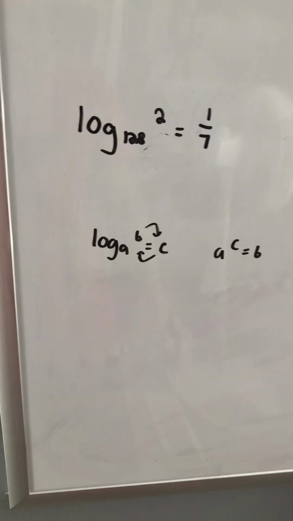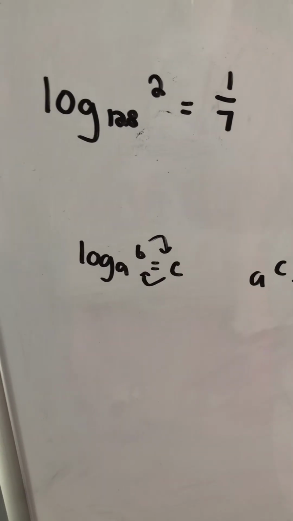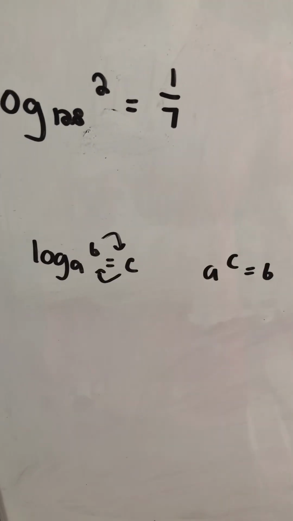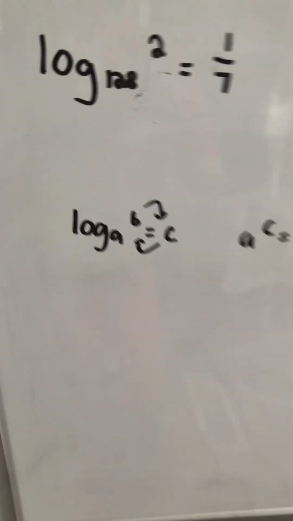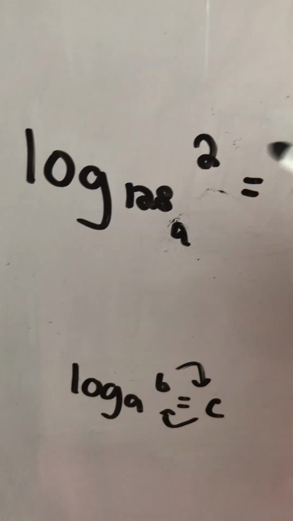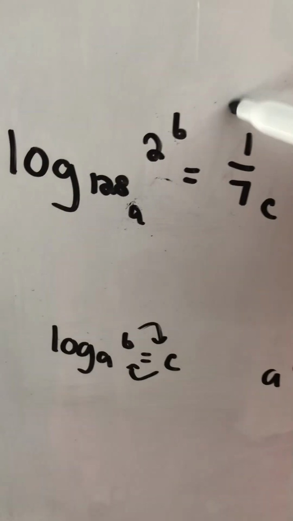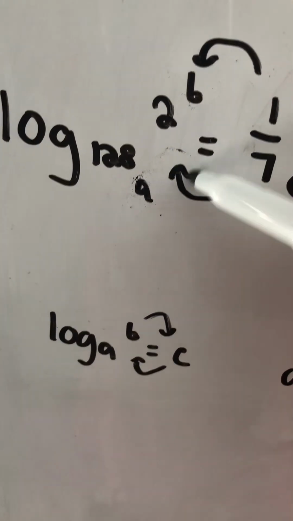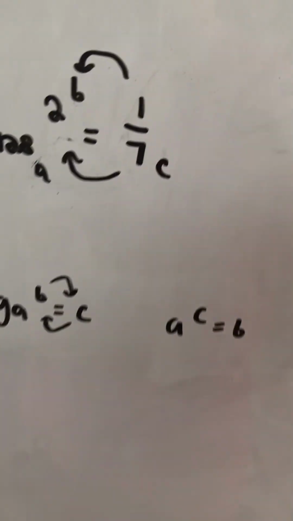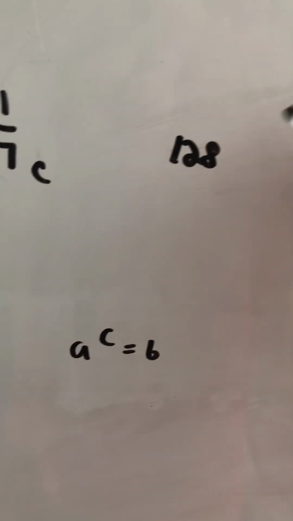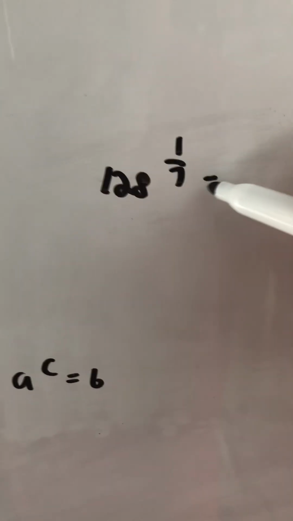Alright, try this one. Log base 128 raised to the second power is equal to 1 over 7. Alright, so what I'm going to do is I'm going to quickly identify the base a, b is 2, and then c is going to be 1 over 7. Alright, so I'm going to just move these around on each side of the equation. So it's going to be 128 raised to 1 over 7 is equal to 2.